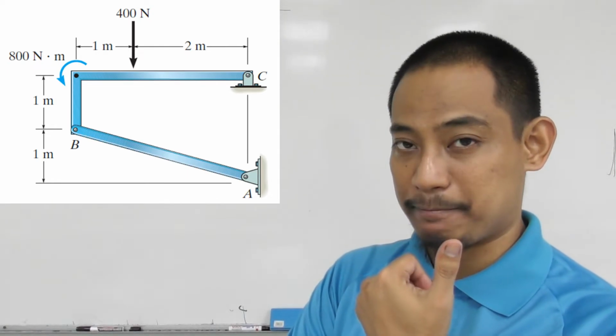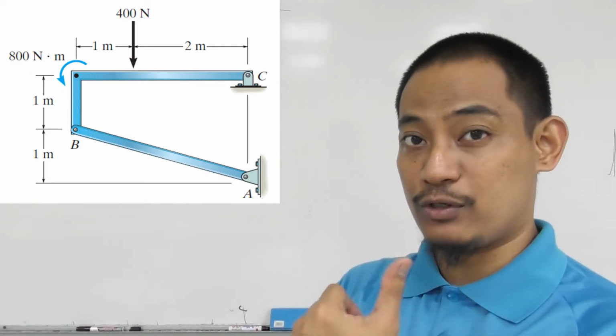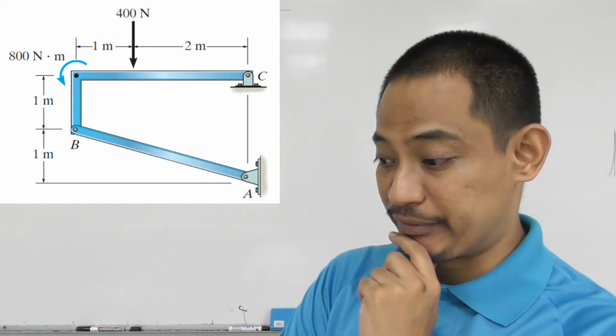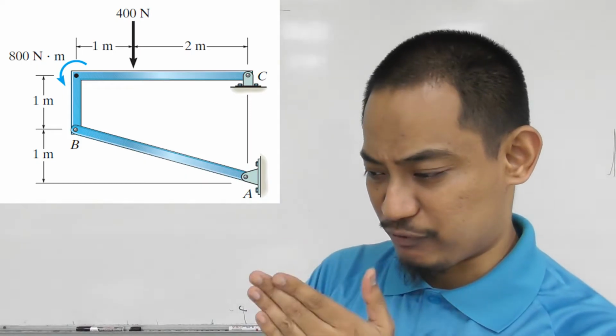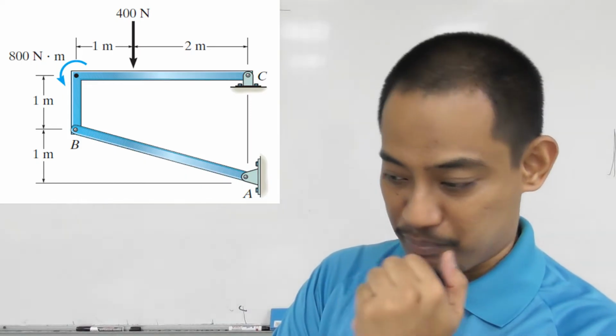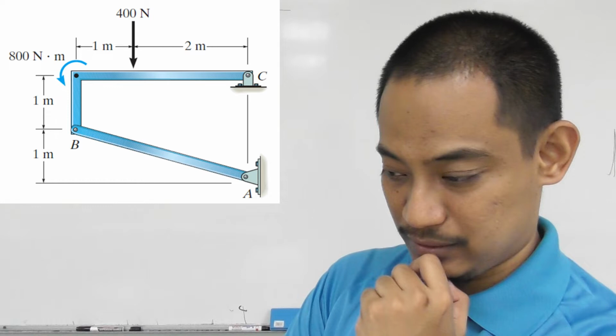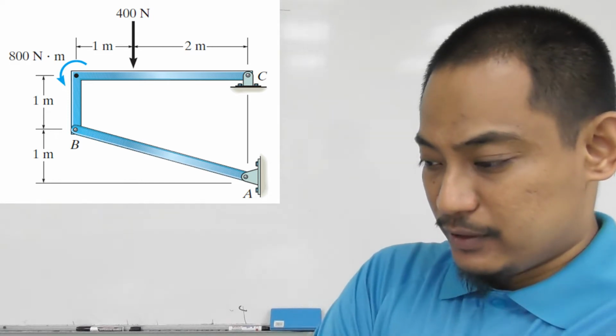Remember what's the first step? The first step is to draw the free body diagram. Alright, free body diagram of what? Basically you have two members there, right? Member AB and member BC. Normally we'll separate them, right?